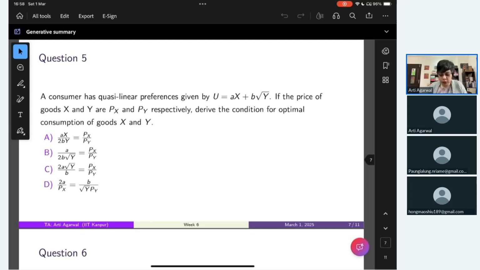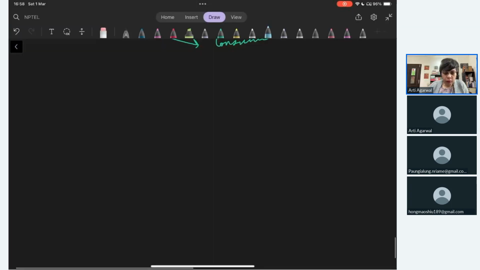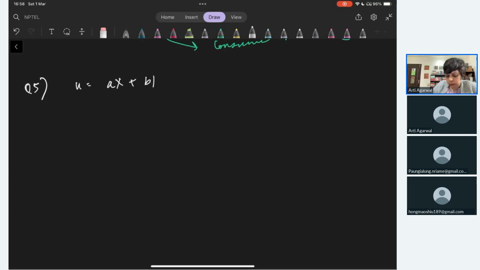So let's try to solve this question. We are given that this is the expression for utility. The price of X is Px, price of Y is Py.